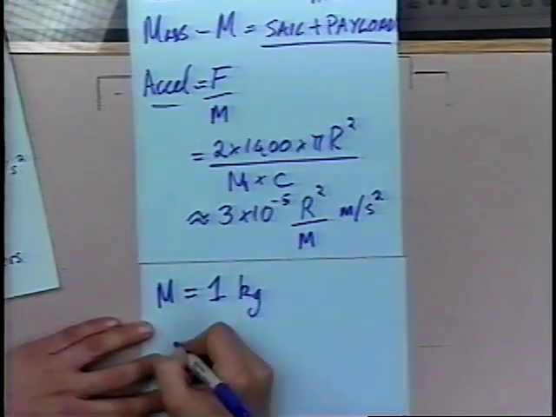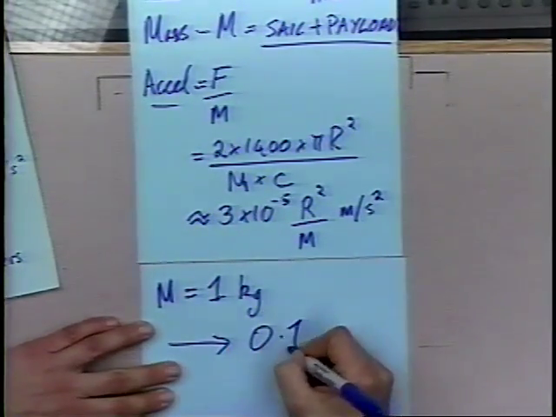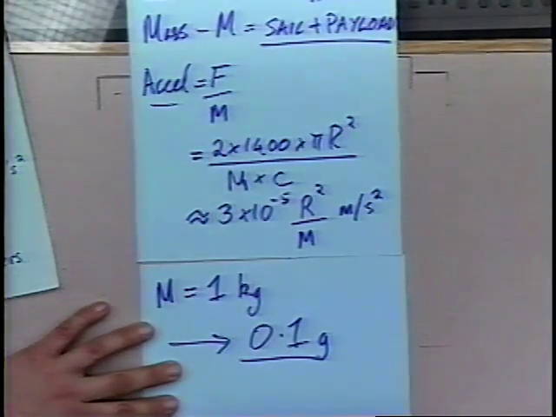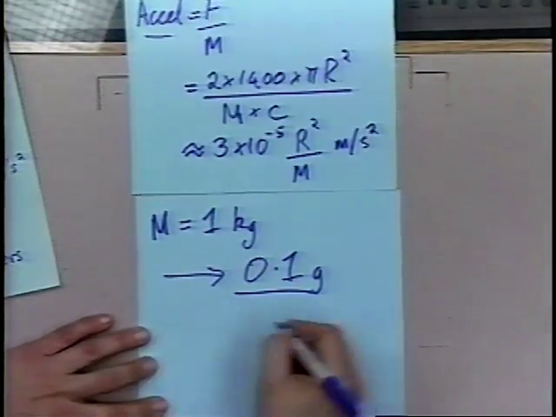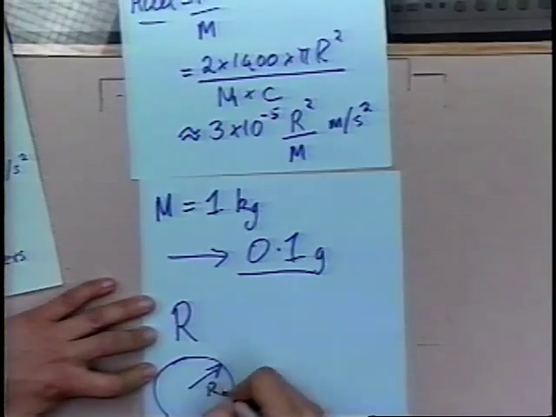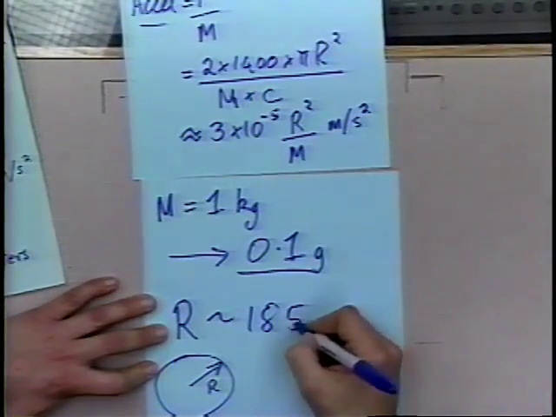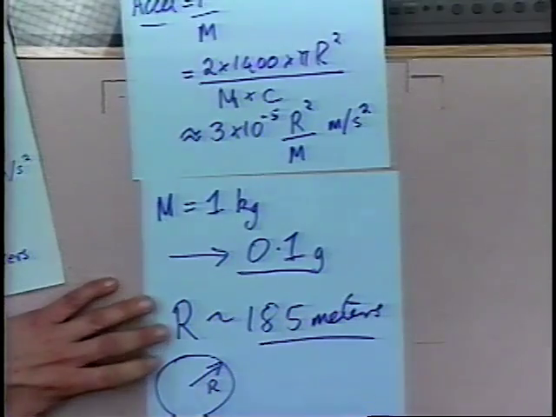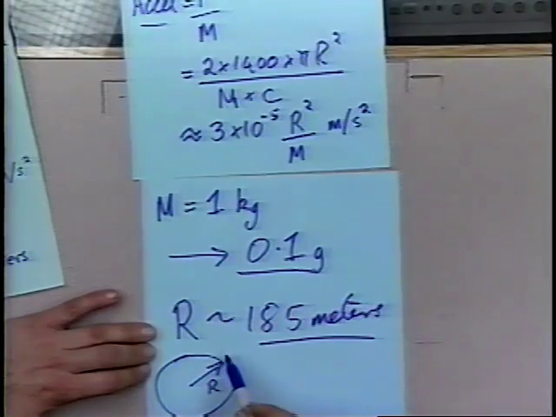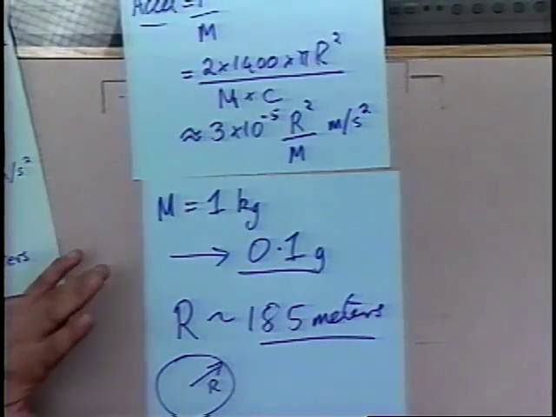And we want to accelerate it to, say, 1/10 of g, 1/10 of the Earth's gravitational acceleration that we feel here on the Earth. We want to accelerate it to 1/10 of a g. That's not a lot of acceleration. Then if you plug this in, you'll find that R, the size of our solar cell, has to be about 185 meters. So that's 400 meters across, more or less, a little less.